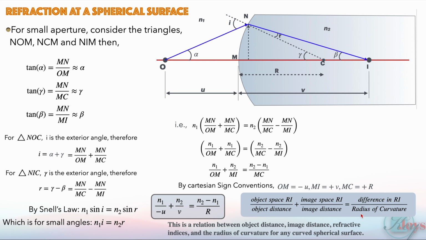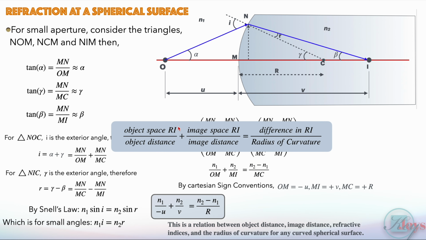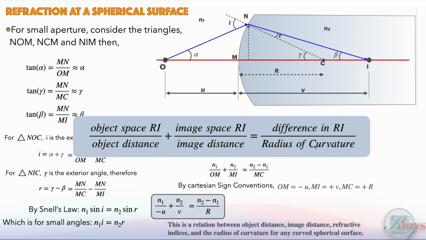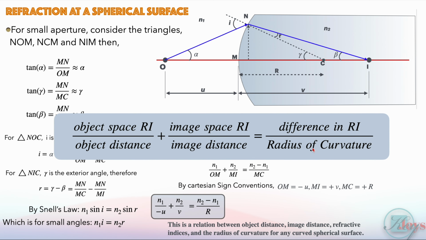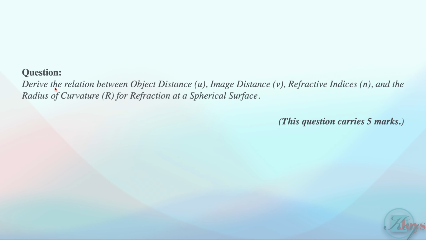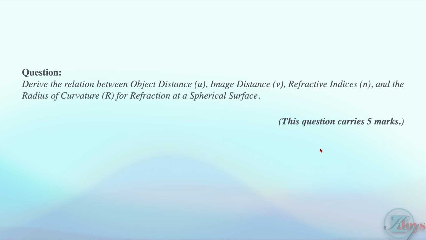The only thing is, based on the situation, the minus or plus signs may change, so while applying, you will understand. Now based on this, a question will be asked to arrive at a relation between these factors. So remember, object space refractive index by object distance plus image space refractive index by image distance is equal to the difference in the refractive indices by radius of curvature. So the question based on this is: derive the relation between object distance, image distance, refractive indices and the radius of curvature for refraction at a spherical surface. This will be a 5-mark question. So this is the refraction at a spherical surface.